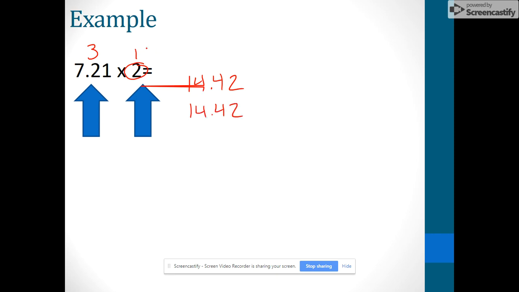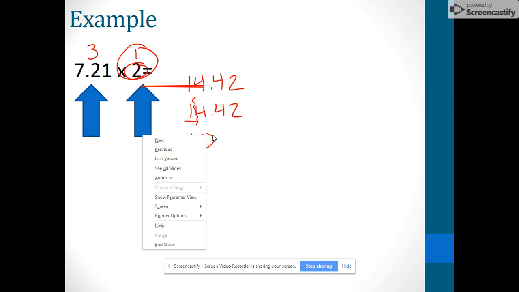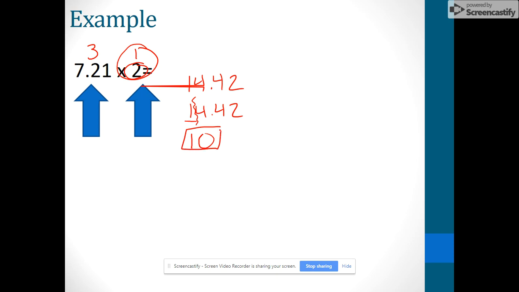14.42, but we only have 1 significant figure with our number 2, so we need to round 14.42 to 1 sig fig. So we're going to round after our first digit. There is a 4 after the 1, so the 1 will stay a 1, and then we will add the 0. So this is a big round, but 10 is going to be our final answer because we can only have 1 significant figure.